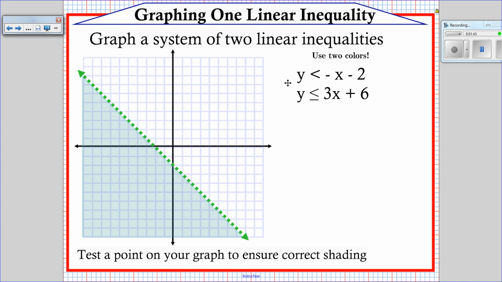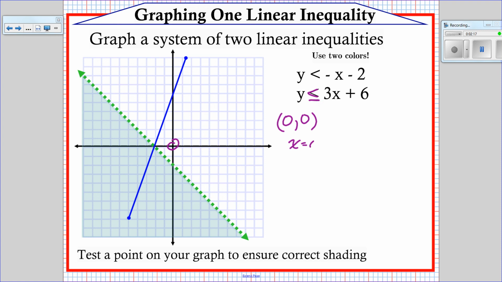Okay, now we're going to consider this second inequality, y is less than or equal to 3x plus 6. So we're going to pretend that we are graphing y equals 3x plus 6. That looks like this. And we're going to test a point on that one as well. So we're still going to test 0, 0. Notice I used a solid line because this is a less than or equal to.